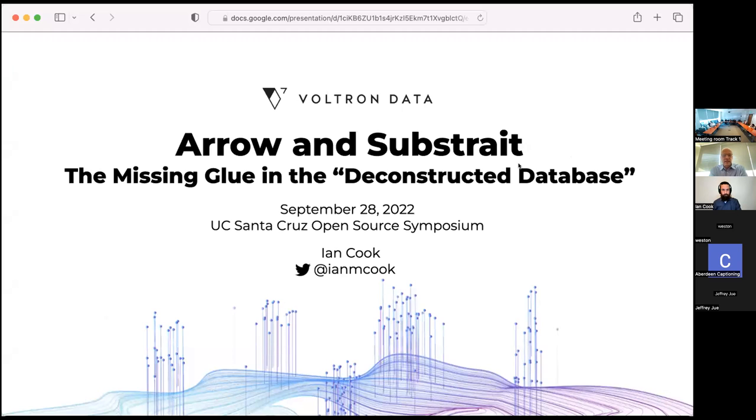So the next talk is about Arrow and Substrait, the missing glue in the deconstructed database. Ian Cook is the product management director at Voltron Data. After working on curriculum development first at Tipico Software and then Cloudera, he is the co-founder and director of the Research Triangle Analytics and the founder and director of the Raleigh Durham Chapel Hill R Users Group. Cook earned a Bachelor of Science degree in Applied Mathematics from Stony Brook University and a Master of Science in Statistics from Lehigh University.